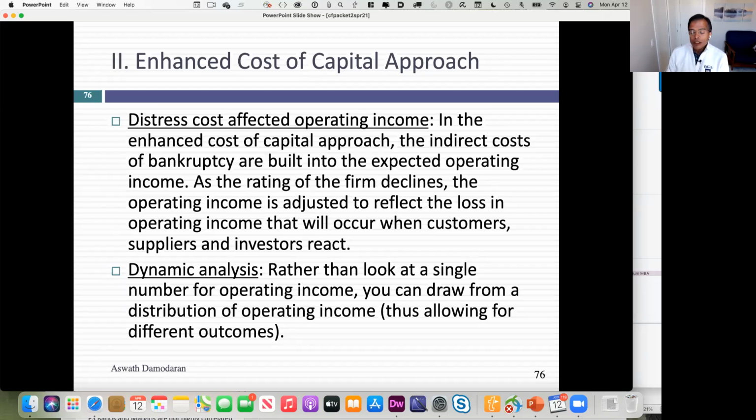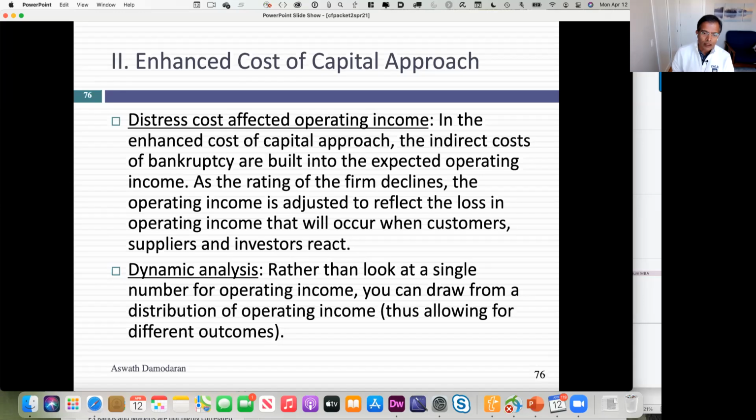So in the enhanced cost of capital approach, here's what I'm going to do. First, I'm going to tie your operating income to what your rating is. So if your rating starts to drop below BBB, I'm going to say, you know what, that's going to cost you. Your revenues are going to be affected. Your operating income is going to be affected. So I'm going to allow for that.